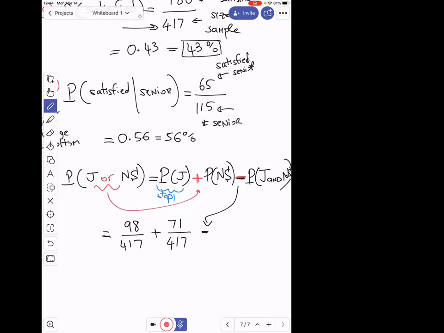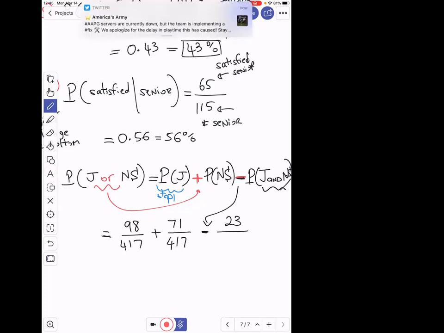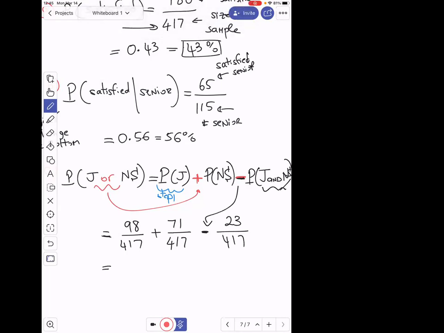98? No, that's the total number of junior students. I'm asking about junior and not satisfied at the same time. 23. You see the 23? That's the number of junior not satisfied. 98 is the total number of junior. And the junior, of course, can be not satisfied, neutral, or satisfied. But junior and not satisfied, that's 23 over the same size of the sample, right? It's 417. So now 98 over 417, that's actually equal to 0.23.